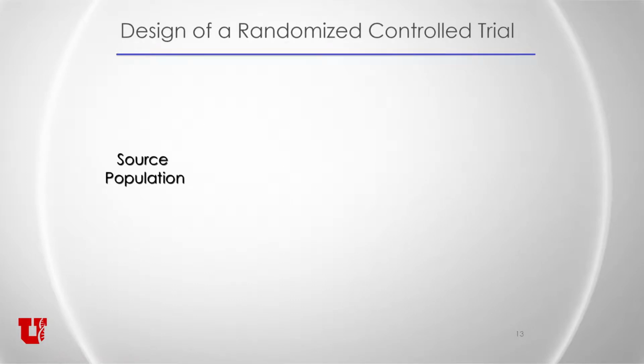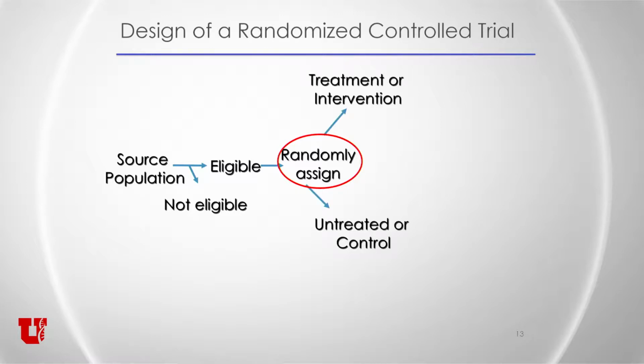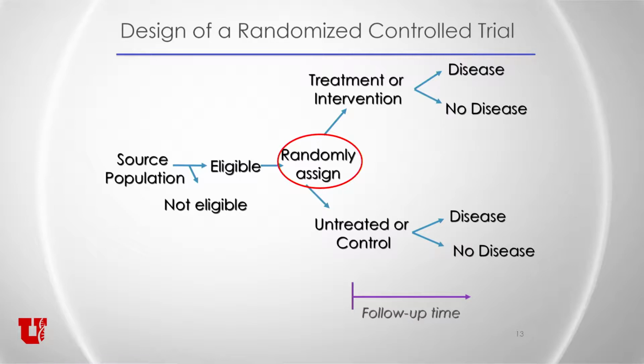So in a randomized trial, you're going to start with a source population. You're going to select the people that are eligible according to whatever definition of eligibility works for your study. And then those subjects are going to be randomly assigned to a treatment or intervention, or to the untreated or control group. Once that randomization has happened, you're starting the period of follow-up time for your study. And then you're going to observe those subjects and determine who has the study outcome: which of the treated people are diseased and non-diseased at the end, which of the untreated are diseased and non-diseased at the end.